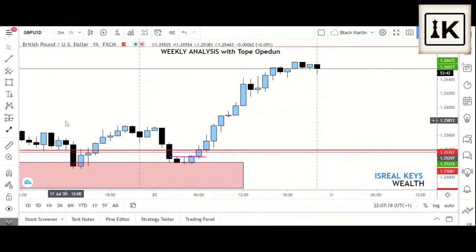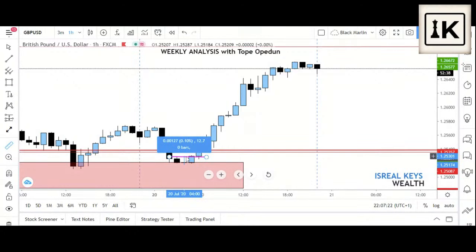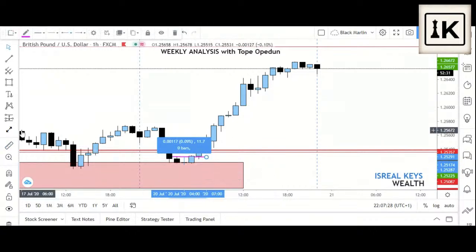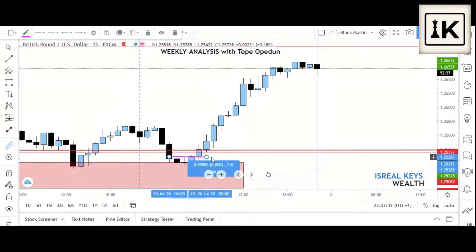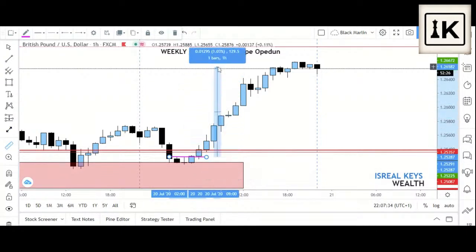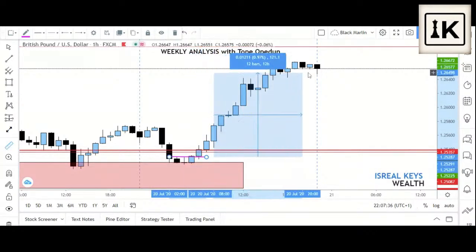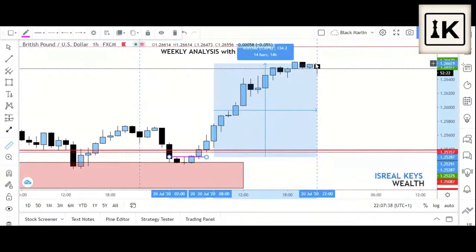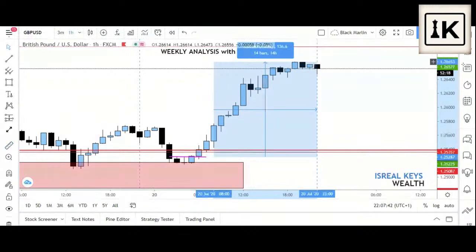And check this out, guys. So my stop would have been how many pips? 12. Okay, let's just say it's 12 pips, to get what? To get 120. Let's just call it 120 pips. That's you done for the week.